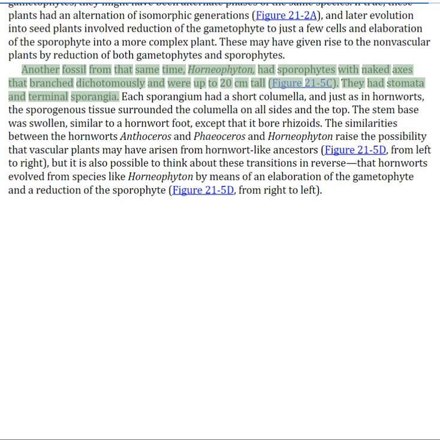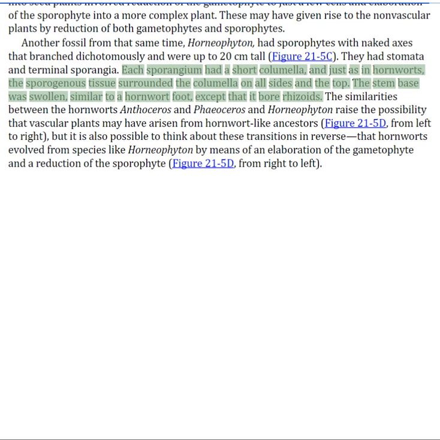Another fossil from that same time, Horneophyton, had sporophytes with naked axes that branched dichotomously and were up to 20 centimeters tall. They had stomata and terminal sporangia. Each sporangium had a short columella, and just as in hornworts, the sporogenous tissue surrounded the columella on all sides and the top. The stem base was swollen, similar to a hornwort foot, except that it bore rhizoids.